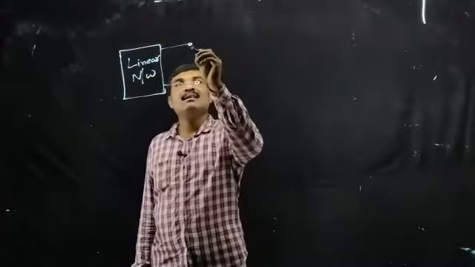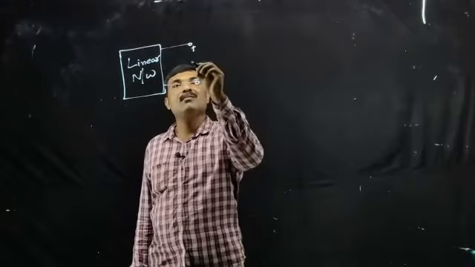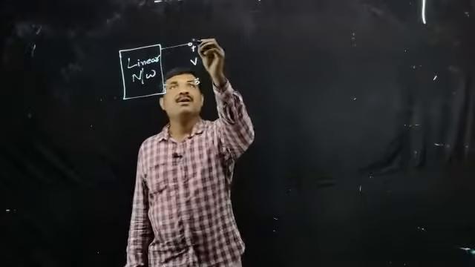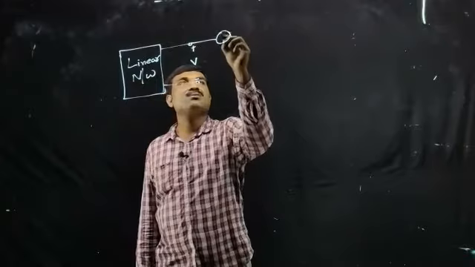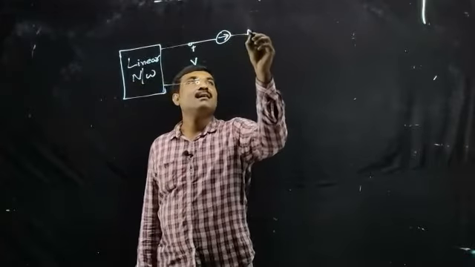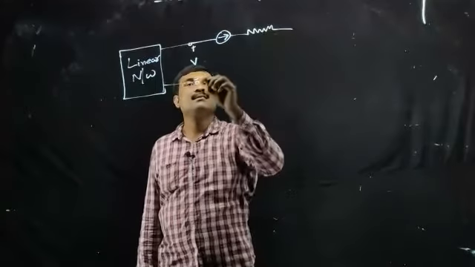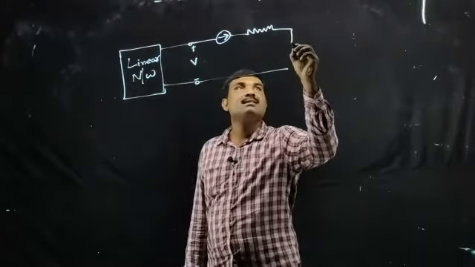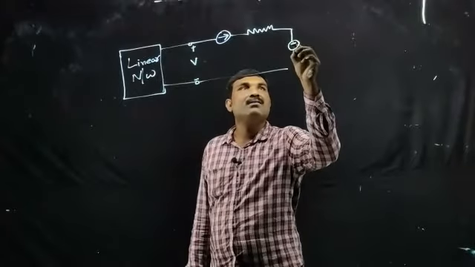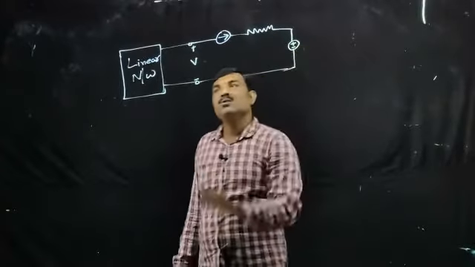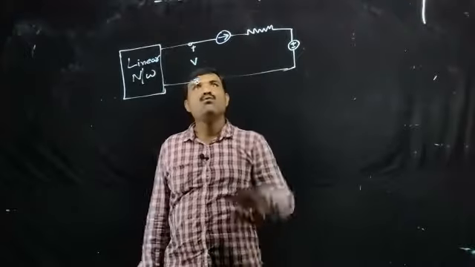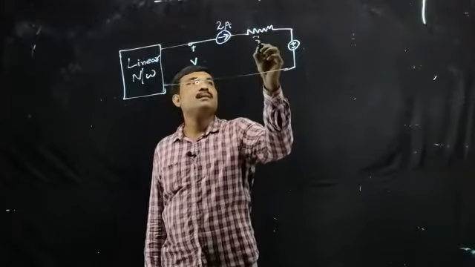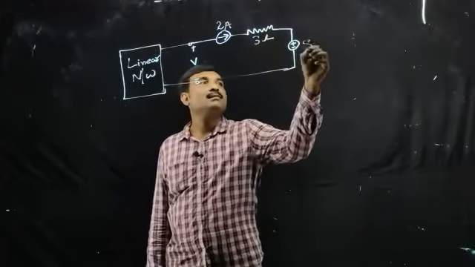Now, this is the open circuit terminal. I am marking the value of voltage across this terminal as V. Now, connect a current source at this terminal. A resistance is connected here. Then I'm connecting an independent voltage source. Now, let the value of this current source be 2 ampere, this be some 3 ohm resistance, and this be 8 volt.